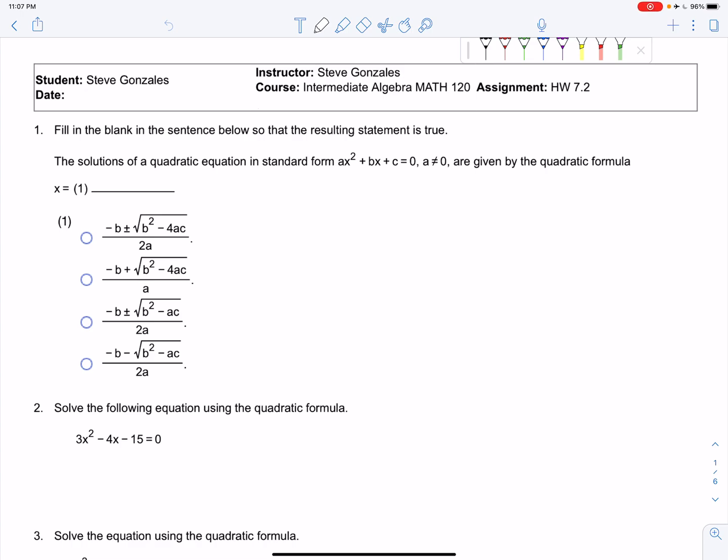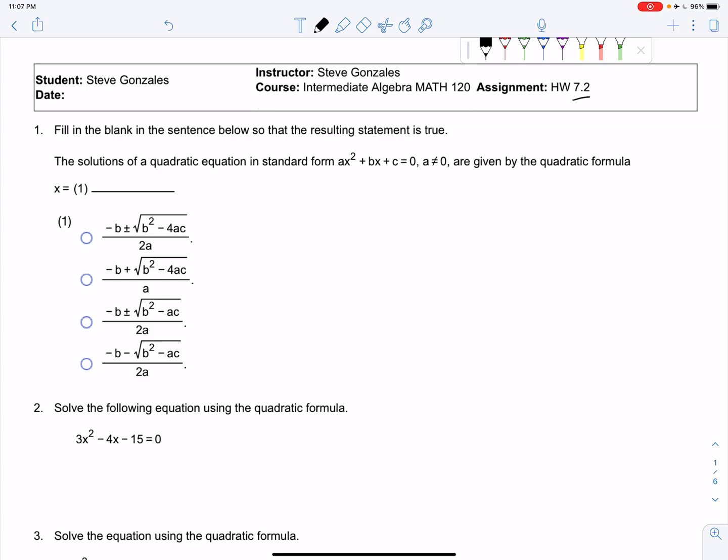Hello, Math 120, and this is Professor Gonzalez, and I'd like to do some problems from homework section 7.2, which is taking a look at the quadratic formula. Now, the quadratic formula basically helps us to solve quadratic equations, and it will work on all types of problems, even problems that are non-factorable.